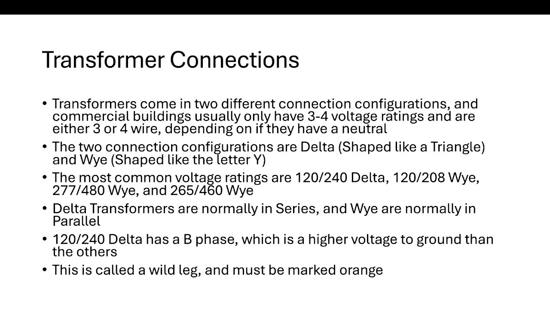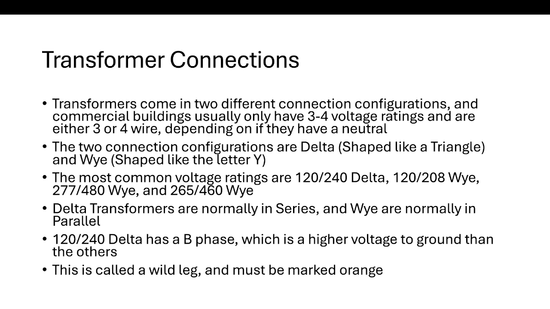And they have 3 or 4 different voltage ratings and are either 3-wire circuits or 4-wire circuits depending on if they have a neutral. So the two connection configurations are delta, which is shaped like a triangle, and Y, which is shaped like the letter Y. The most common voltage ratings are 120/240 delta, 120/208 Y, 277/480 Y, and 265/460 Y. The 460 is a bit rare, but yeah.